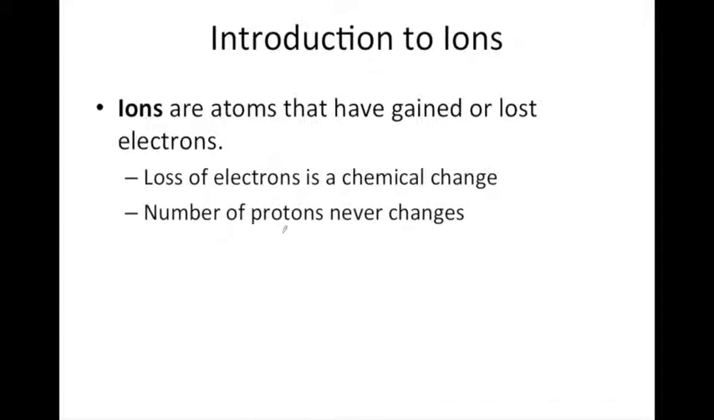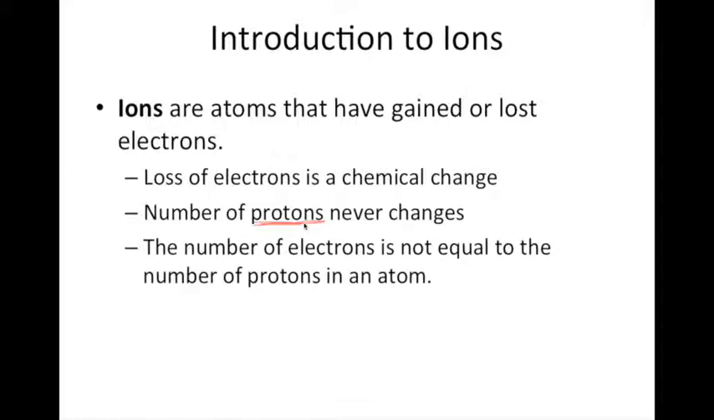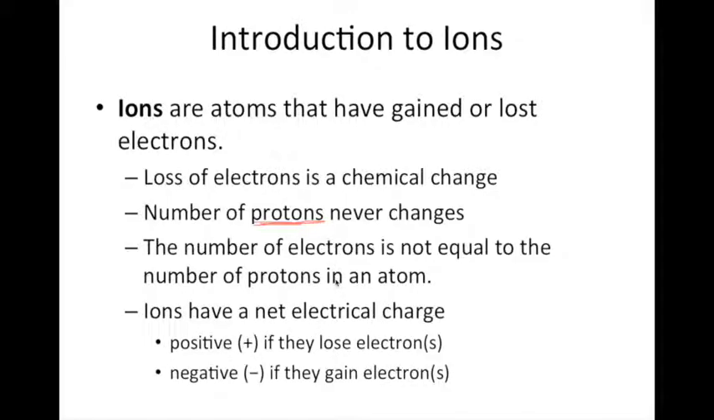When atoms gain or lose electrons, the number of protons never changes. So they can gain or lose electrons, but the number of protons for that atom is always constant. So the number of protons and electrons are no longer equal. That gives the atom or the ion a net charge. So now the atoms that we call ions do not have the same number of protons as electrons, and so they will have a net electrical charge.